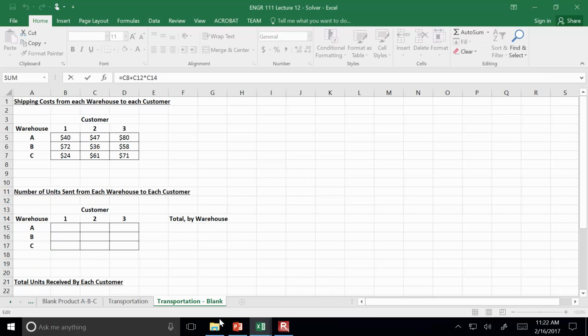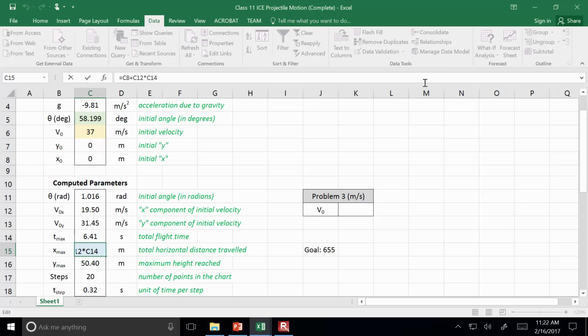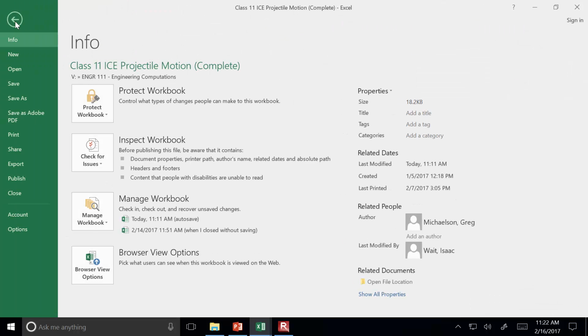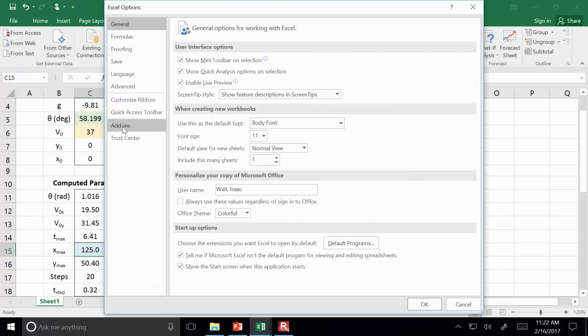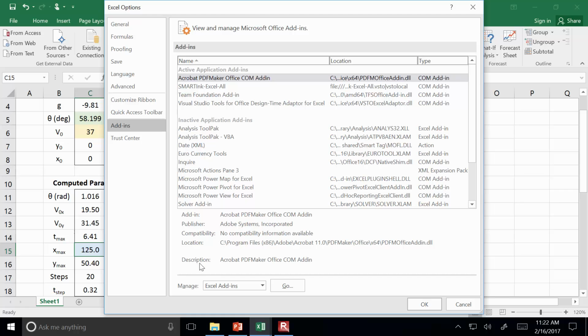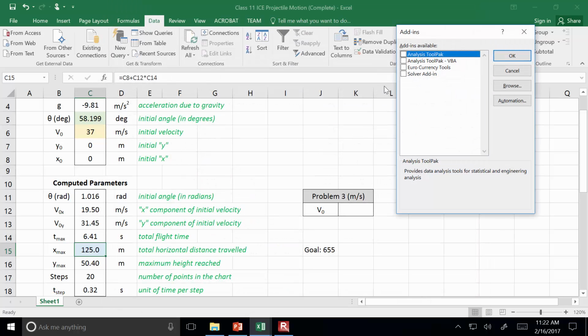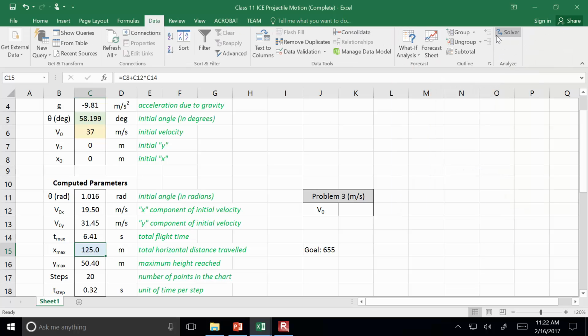Go to Excel and do File, Options, Add-ins, and then down here we're going to manage the add-ins, and so you'll click on the Go button. And then all you have to do is click the tick box here for solver add-in, and then it will show up on the data tab. Okay? Everybody have solver now? Great.